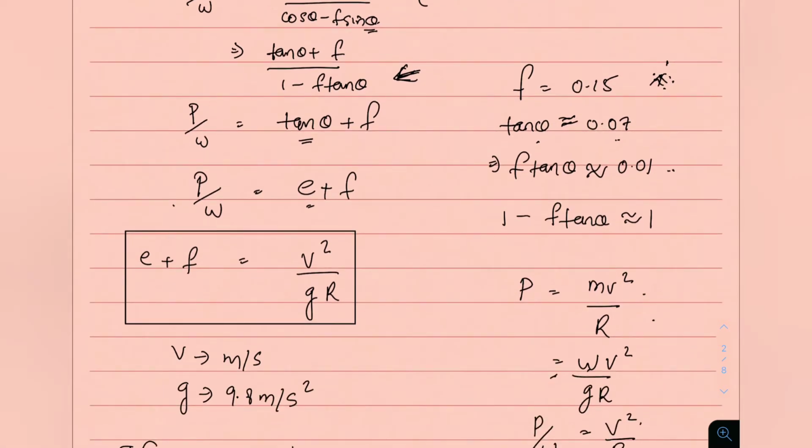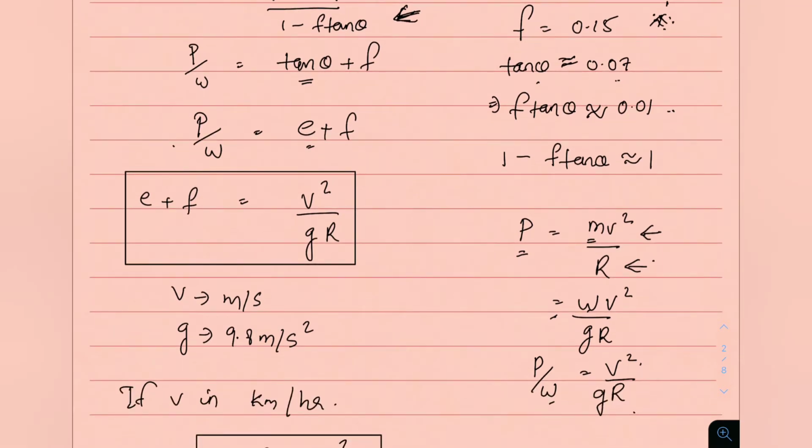Also, we know that centrifugal force P is equal to mv square by r, where r is the radius of the curve, v is the velocity of the vehicle, and m is the mass of the vehicle. So, mass can be written as W by g, where g is the acceleration due to gravity. Its value is 9.8 meter by second square. So substituting that here and arranging, we will get P by W is equal to V square by gR.